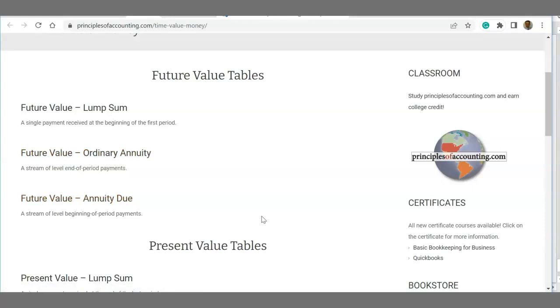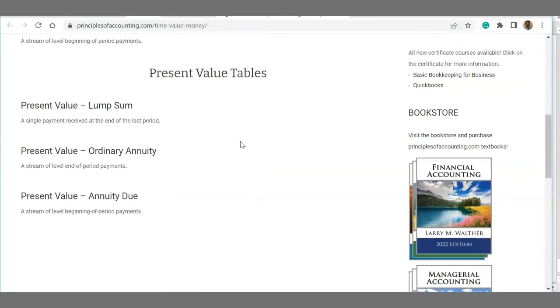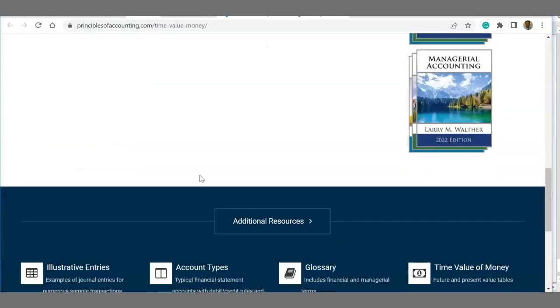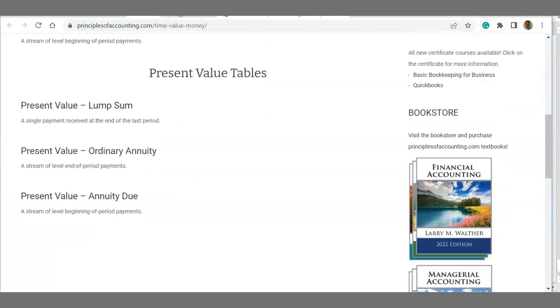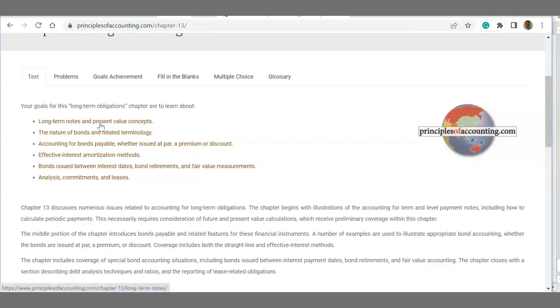Future value, we're not going to look at too much. Our focus will be on the present value. And here again, you have three important tables for present value: present value of $1 one time, and present value of an ordinary annuity, which is a series of payments at the end of each period. Those two tables will be used heavily in this chapter 13. So let's go to the first one.